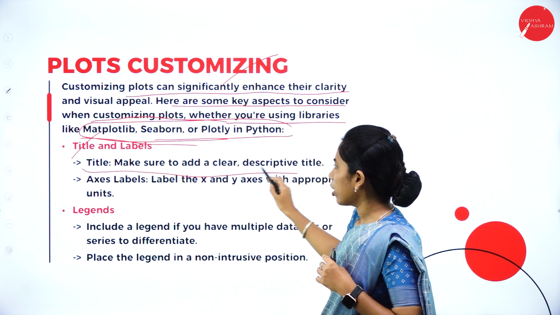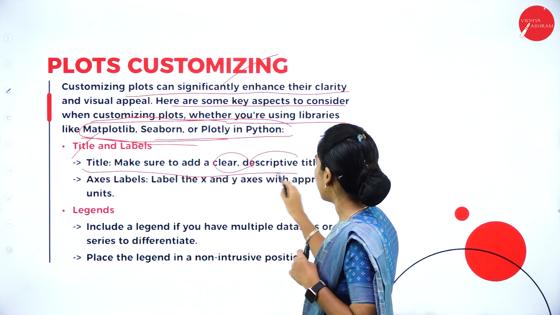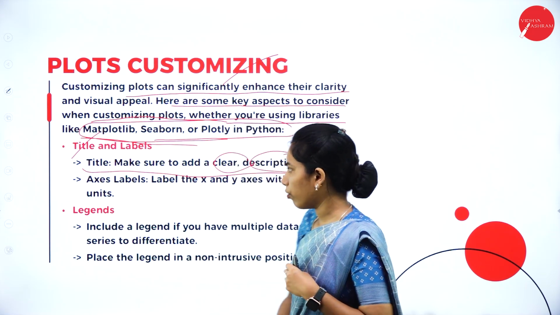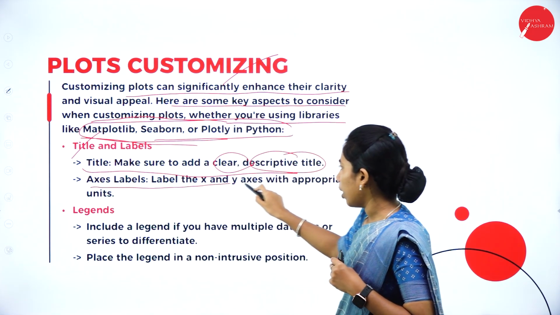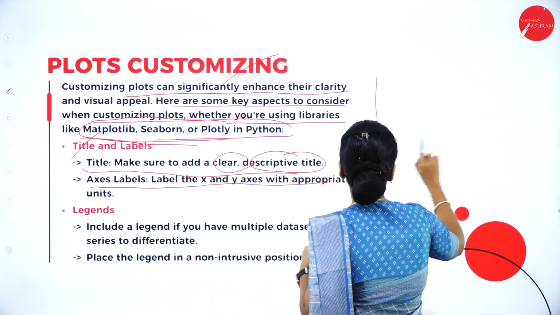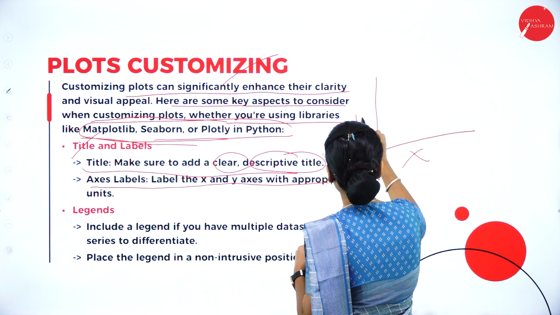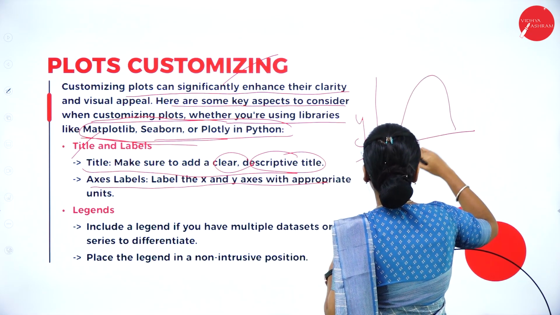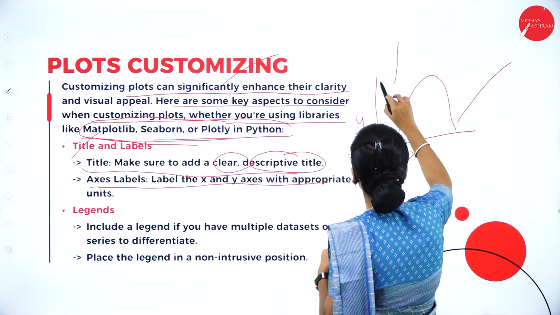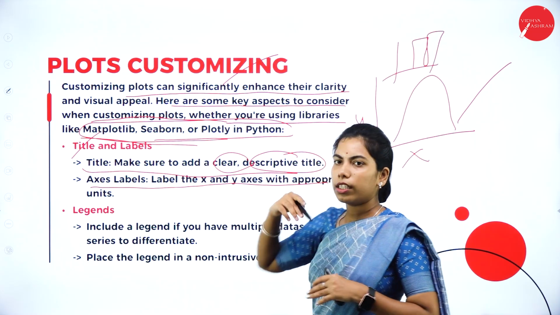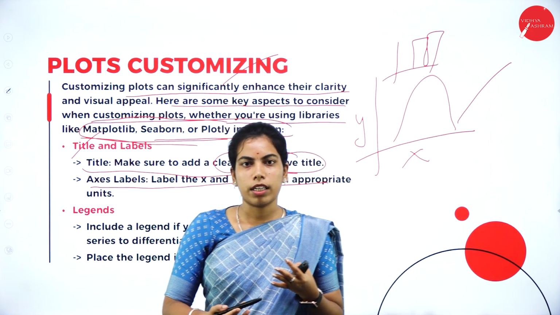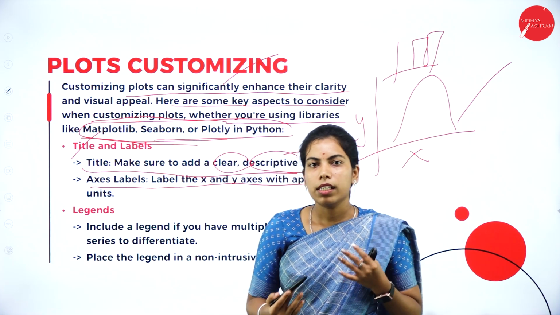First, title. Make sure to add a clear and descriptive title for the graph. And also axis labels, which are the x and y axis, you already know. The graph looks like this, this is the x axis, this is the y axis. Some graphs are generated like this and some like this. You already know the different varieties of graphs from unit 1: the bar graph, pie chart, box plot and scatter plot. These are some inbuilt graphs.